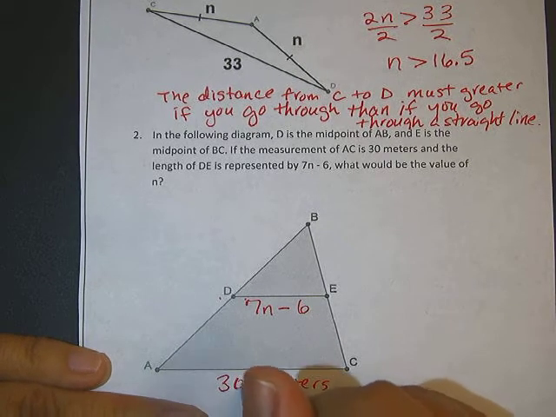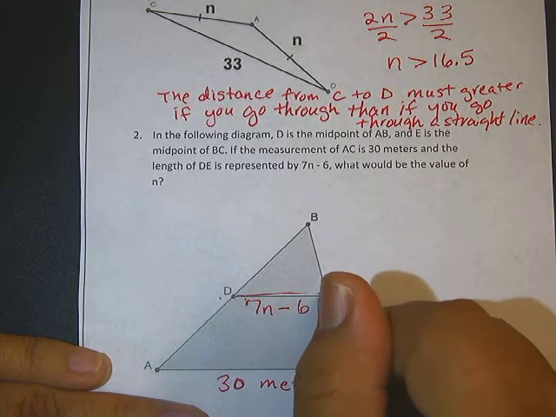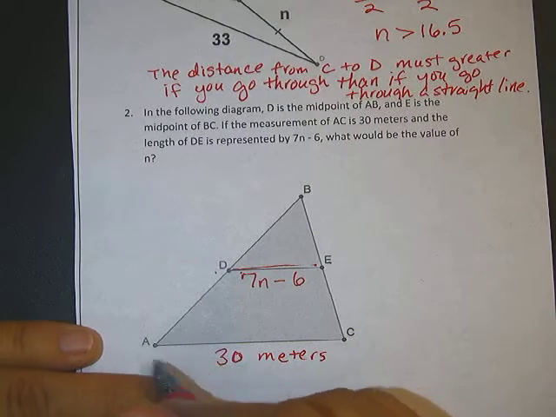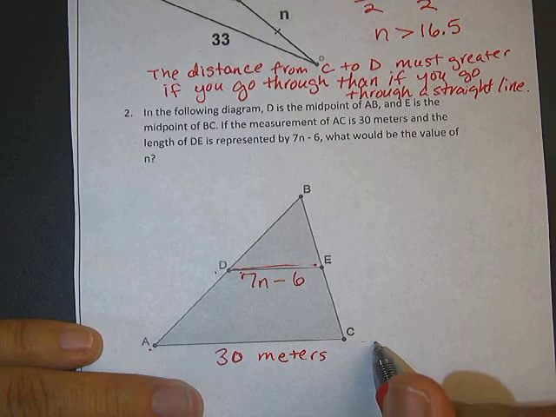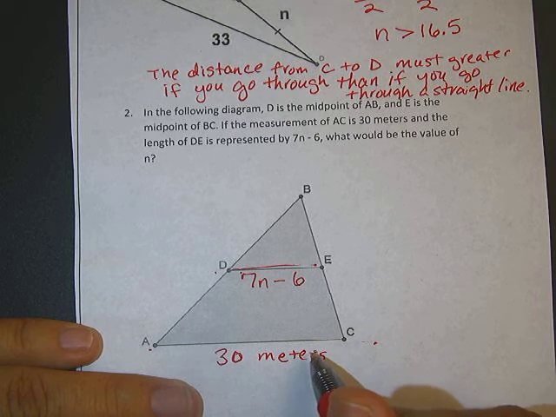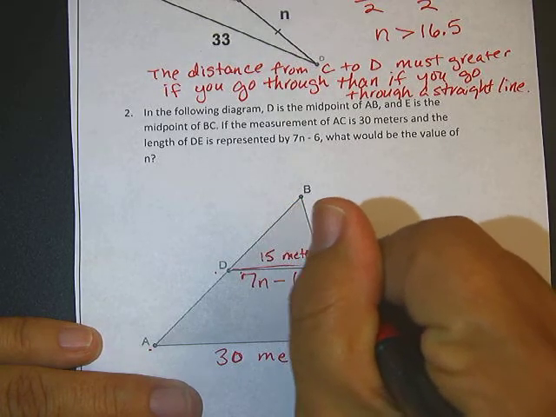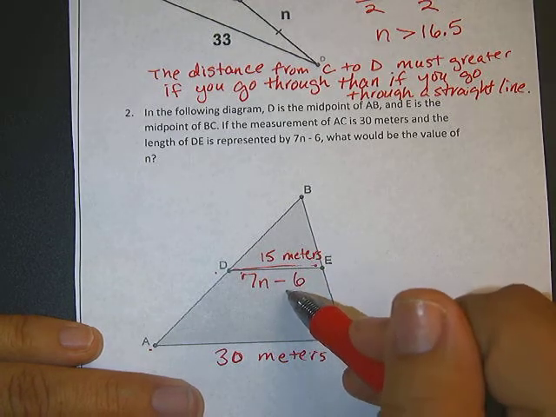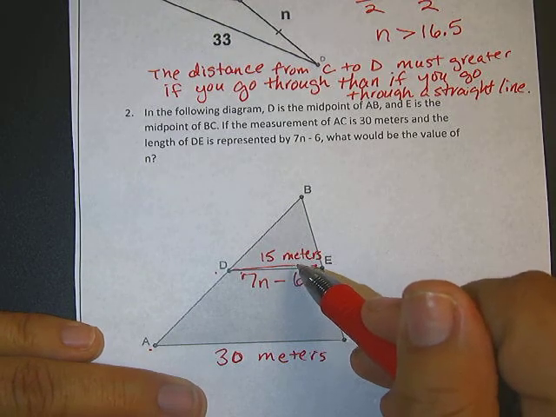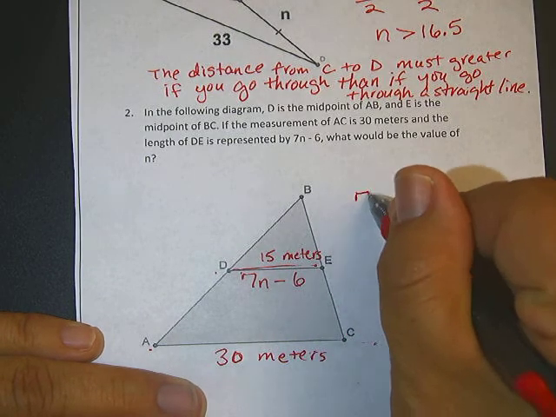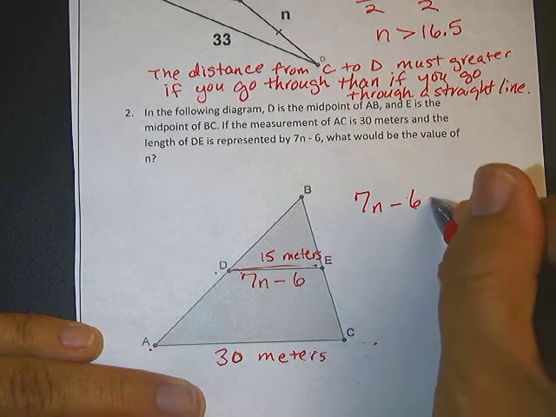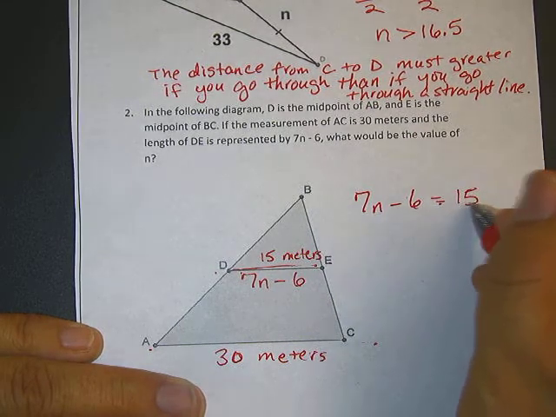Now you may remember from your notes, a mid-segment, the distance from here to here, is half the distance from A to C. So if this is 30 meters, half the distance would be 15 meters. So 7n minus 6 is equal to 15. So you set up your equation. 7n minus 6 equals 15.